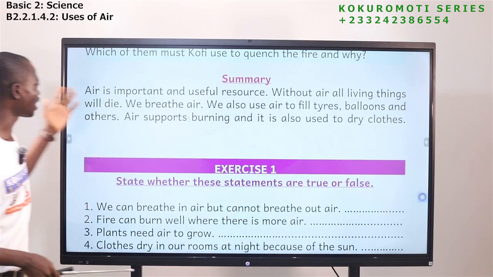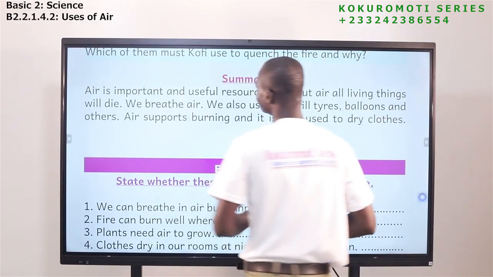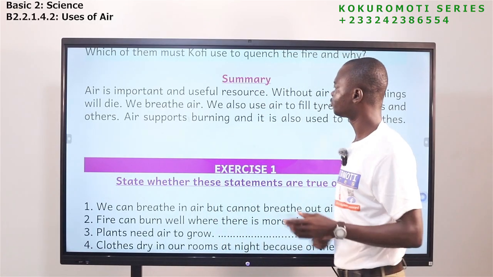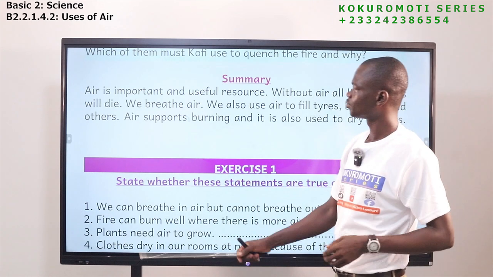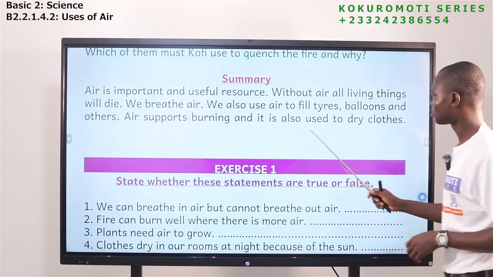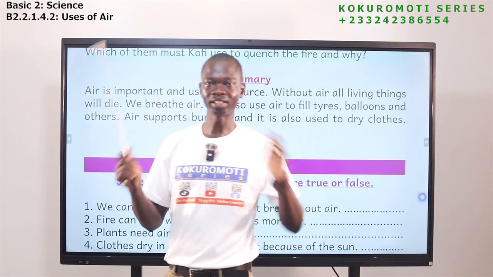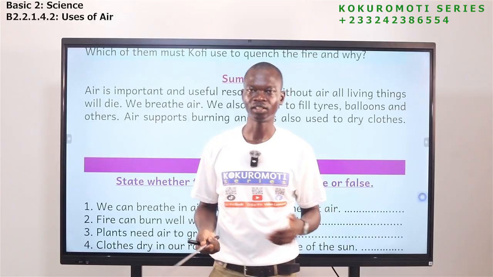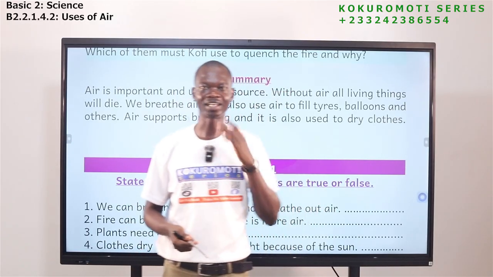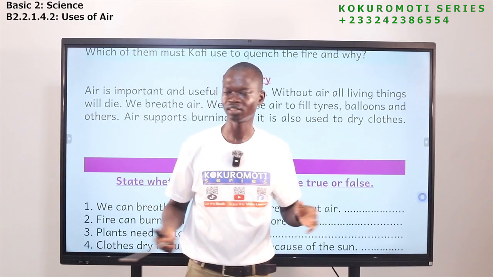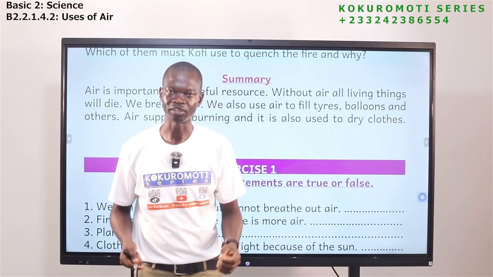So in summary, air is an important and useful resource. Without air, all living things will die. We breathe air. We also use air to fill tires, balloons, and what? Others. Air supports burning, and it is also used to dry clothes. So today we have seen that air is so important. All living things need air. Human beings, we need air. The most important part of it is that we use air for breathing, and that is done every second, every moment. We breathe in air, we breathe out air.